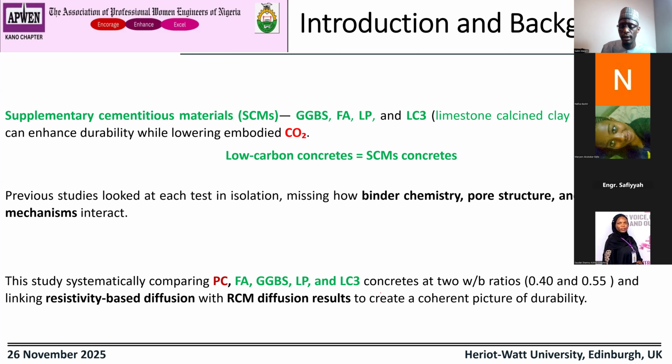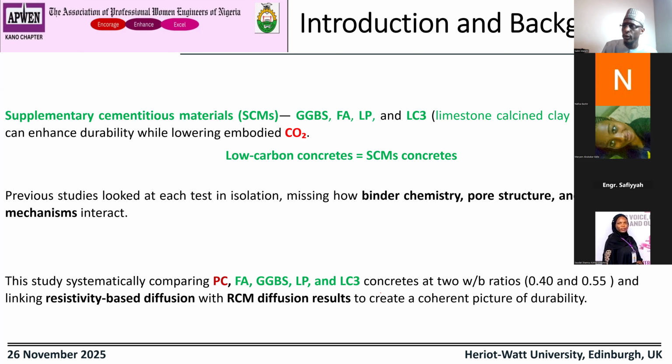We call it limestone calcine clay concrete. It uses limestone and calcine clay. We use clay because of global warming. Global warming is caused by cement industries. About 8% of the carbon dioxide in the atmosphere is produced by cement industries. So we are always trying to reduce the cement in concrete. In order to reduce this, we produce limestone calcine clay.